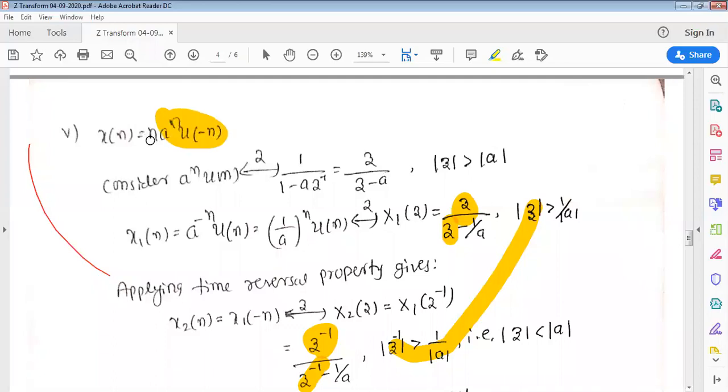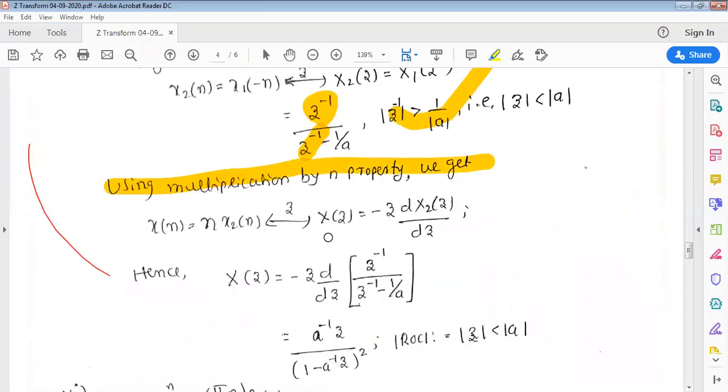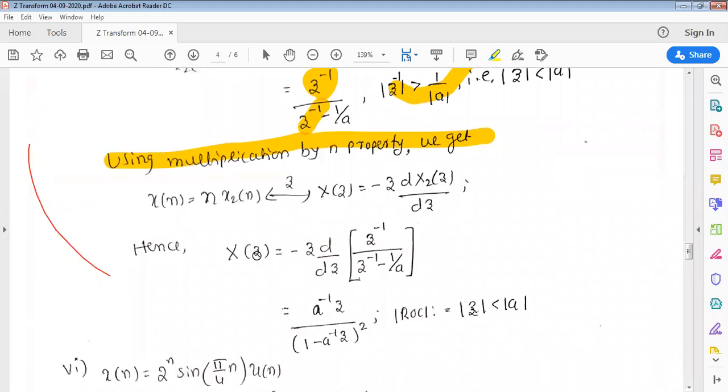But n is remaining. Look at this n. So what I will do? I will use the multiplication by n property. What does the transform say? If x of n equals n into x2 of n, z transforms into x of z equal to minus z into d by dz of x2 of z. So what is your x of z? X of z is equal to minus z into d by dz of z raised to minus 1 divided by z raised to minus 1 minus 1 by a. Any doubt in this step? Any doubt till now?